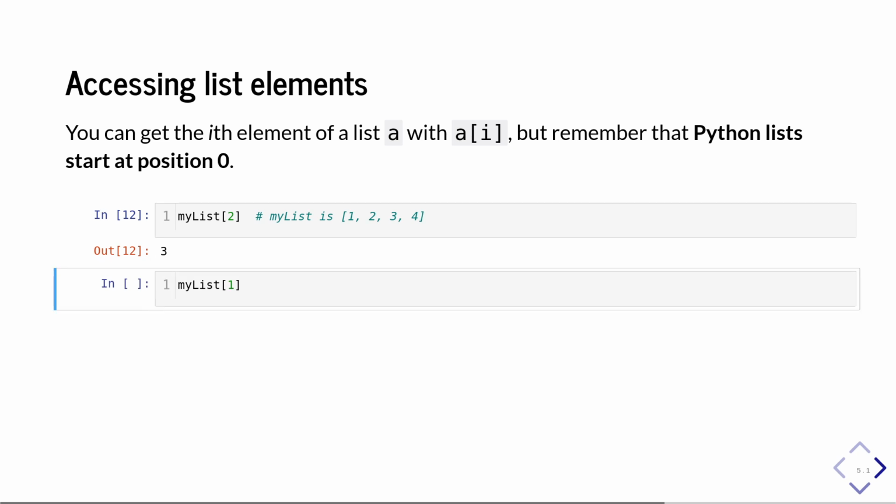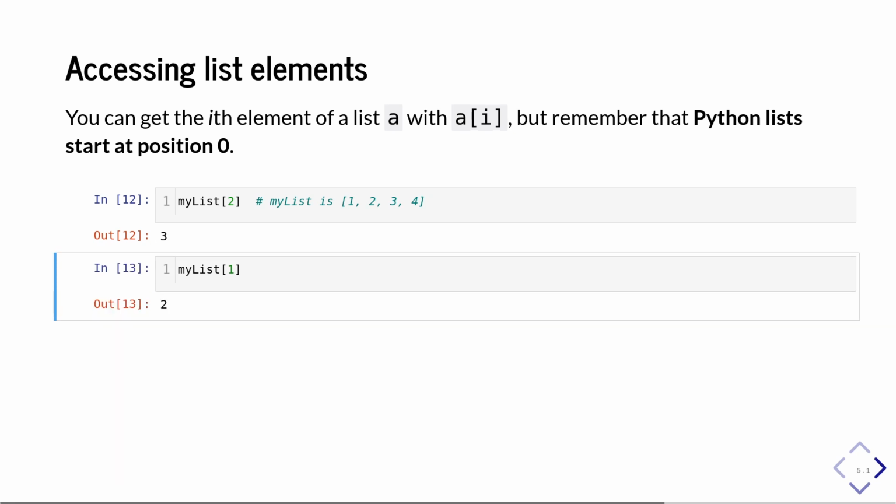Okay, let's do some more. So my list element 1, what would that be? Think about it before I run this code cell. Okay, hopefully you were correct. The answer would be 2. So element number 0 is 1, element 1 is 2, element 2 is 3, and element 3 is 4.